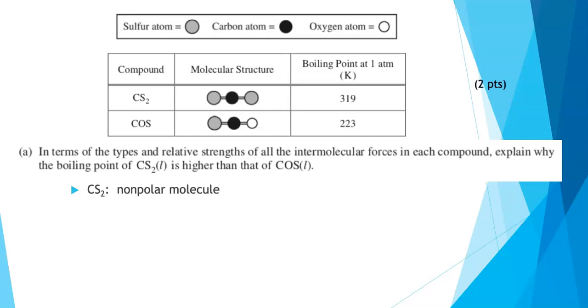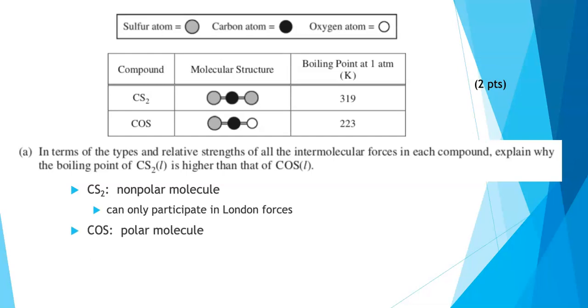So here's what you need to recognize. Carbon disulfide is a nonpolar molecule. The carbon-sulfur bond is a little bit polar, but those bond dipoles point in opposite directions, so the sum of the bond vectors will be 0. So it is a nonpolar molecule. Because of that, the only intermolecular forces it can participate in are London forces. That's all that nonpolar species can do.